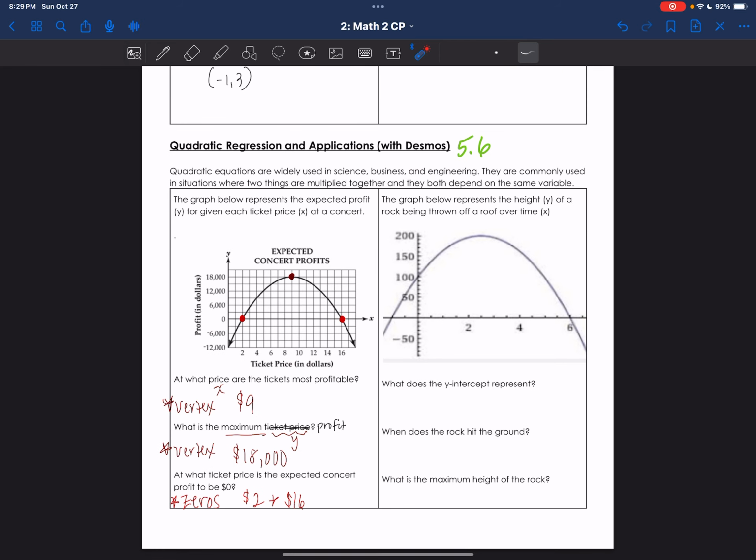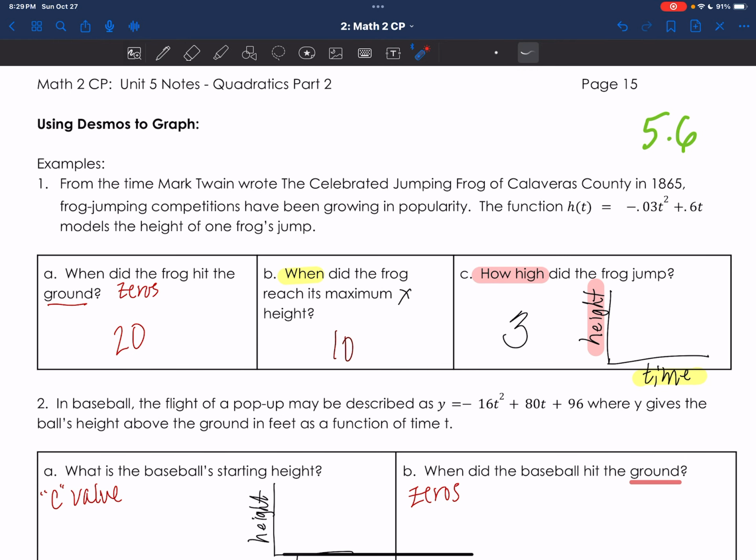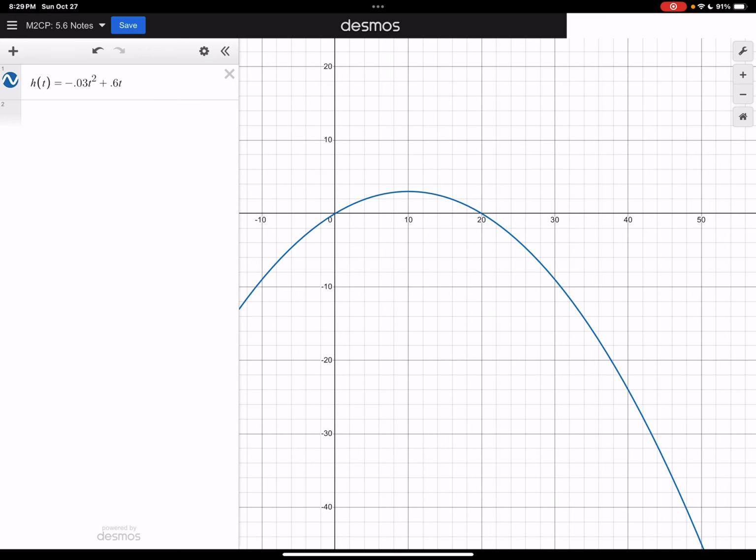So what I want you to do is analyze the situation. You're going to go ahead and do that one. And then now we're going to come over here and use Desmos to graph this. So from the time Mark Twain wrote the celebrated Jumping Frog in Calaveras County in 1865, frog jumping competitions have been growing in popularity. The function h of t equals negative 0.03 t squared plus 0.6 t models the height of one's frog jump. So I typed it into Desmos here already.